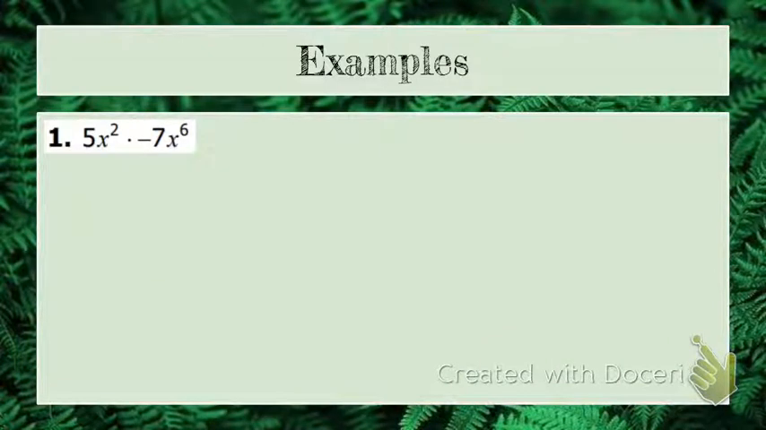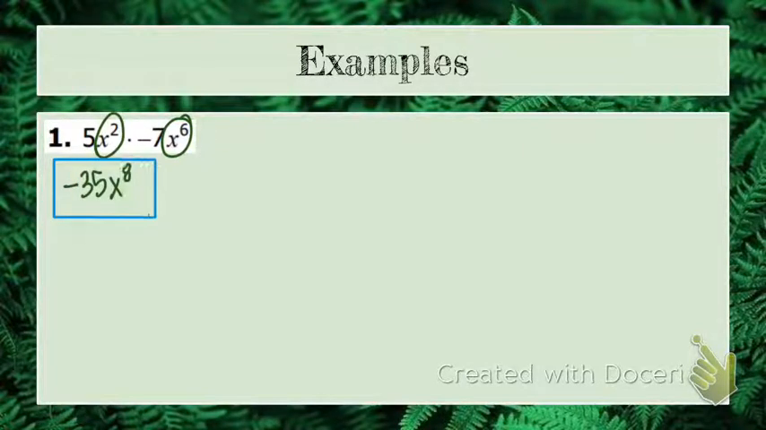Our first example comes from number 1, and this is just multiplication. So when we multiply monomials, we multiply the coefficients. So 5 times negative 7 is negative 35. And then we multiply the like variables. So x squared times x to the 6th. If we look back at our product rules, we know we should add the two exponents. This will give us x to the 8th. And then that's all you have to do. That's your answer.